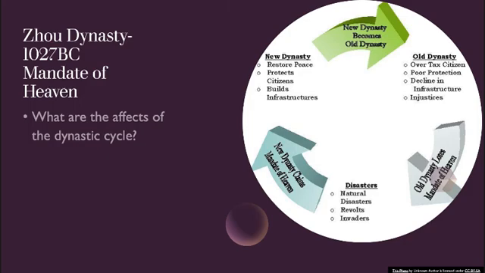So it's a cycle. We call this the dynastic cycle. And it works like this. A new king takes over, and everybody's happy, everybody's pumped, things are good. New king, new sheriff in town. Things are going to change, things are going to be better. And for a while, there is peace. People are happy.